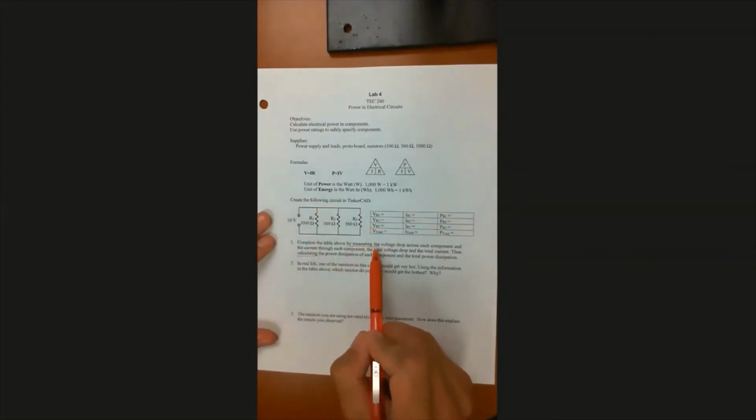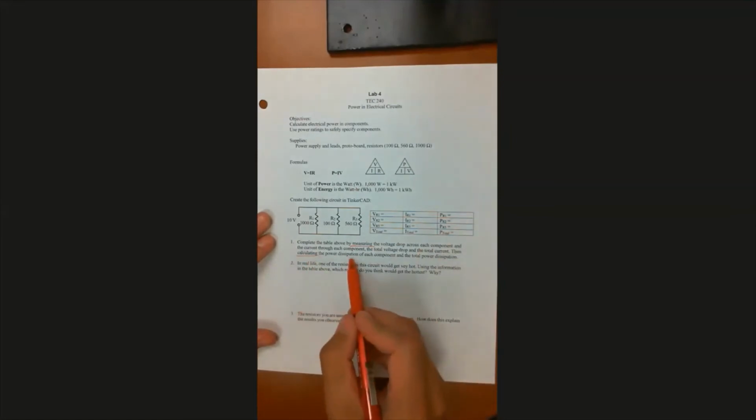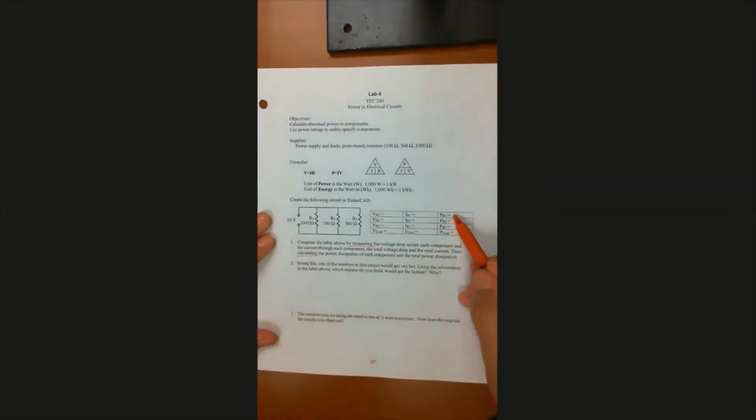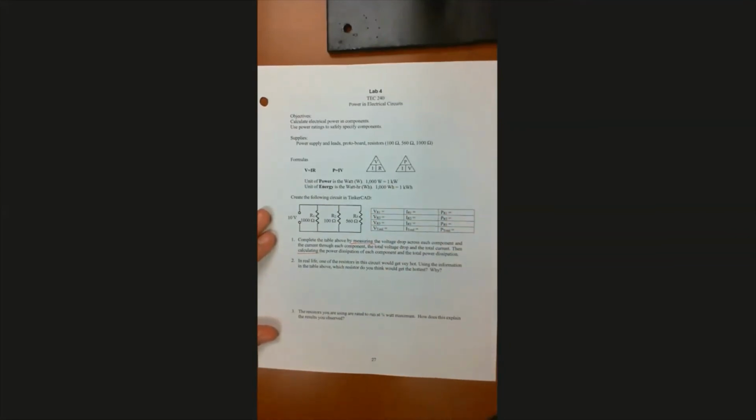Okay, and then once you find, by measuring, in this example, don't calculate it. I want you to actually measure it. It says measure. So do this in Tinkercad. Measure the voltage drop, measure the current flowing, and then calculate the power dissipation. So calculate the power dissipation in this column after measuring these things in these columns.